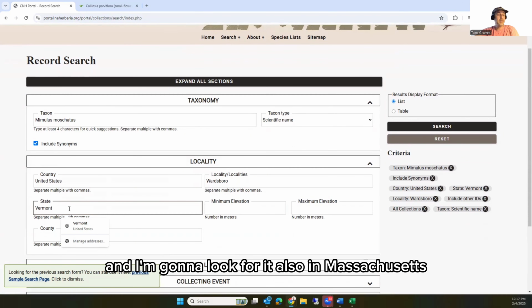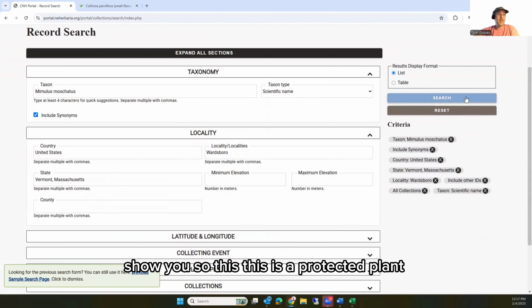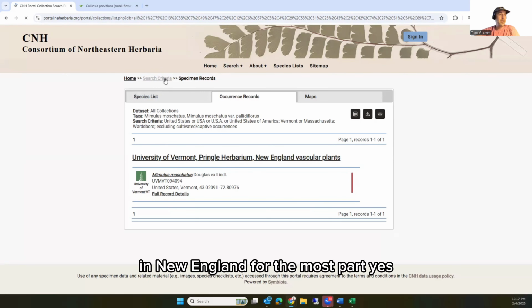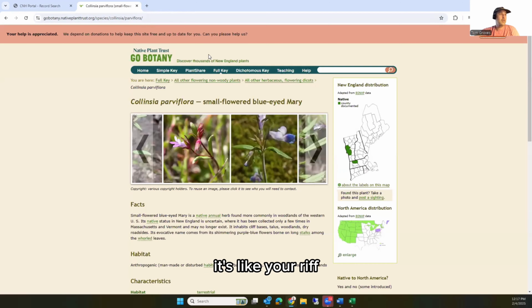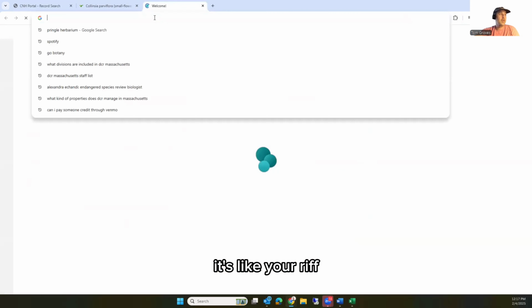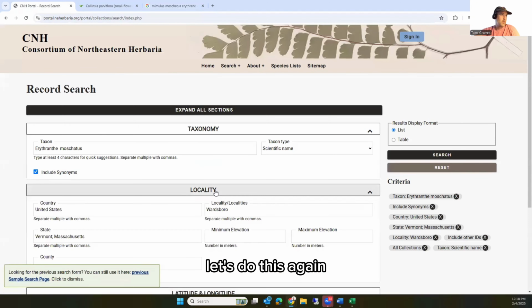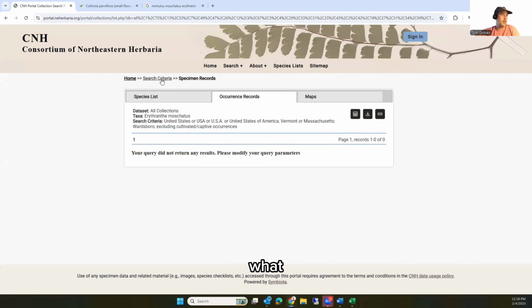Vermont, and I'm going to look for it also in Massachusetts. There's a particular record I want to show you. So this is a protected plant in New England for the most part. I'm not coming up with anything for Mimulus, so I'm going to have to search the other one. I don't even know how to say that. Let's do this again. Oh, it's that space in there that's doing it. All right, let's try this.